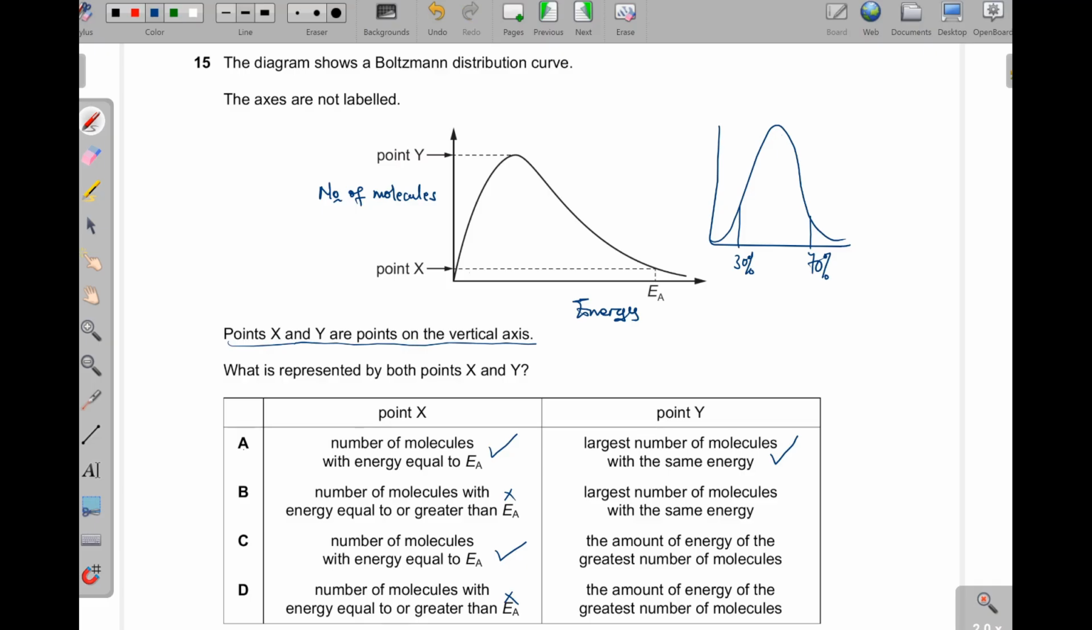So since I'm looking at A and C, look at C. What are they saying? The amount of energy of the greatest number of molecules. No, it is the largest number of molecules with the same energy. You can even see the molecules are going to be very many with this same one energy there. So that means our answer has to be A.